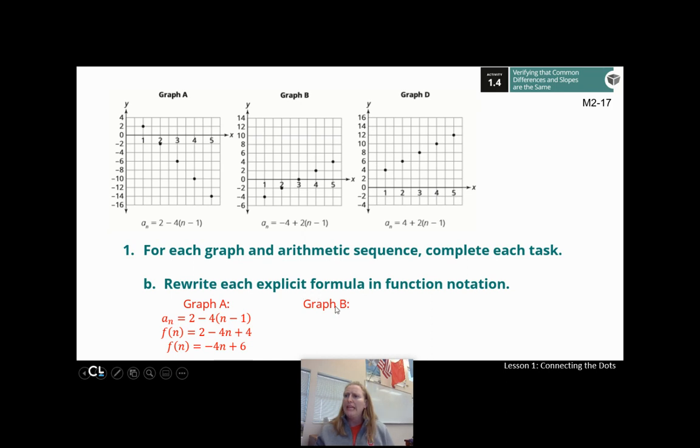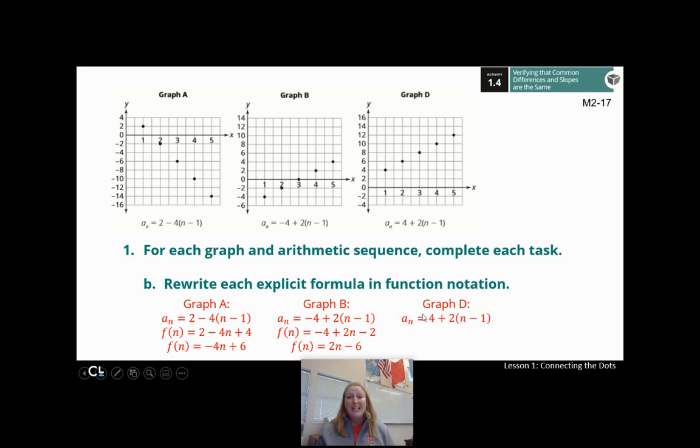For graph B, I needed to change my a sub n to an f of n, and I needed to distribute that 2. So 2 times n is 2n. 2 times a negative 1 is negative 2. I'm going to put my 2n up the front, and then negative 4 plus a negative 2 gives me a negative 6. And last but not least, graph D.